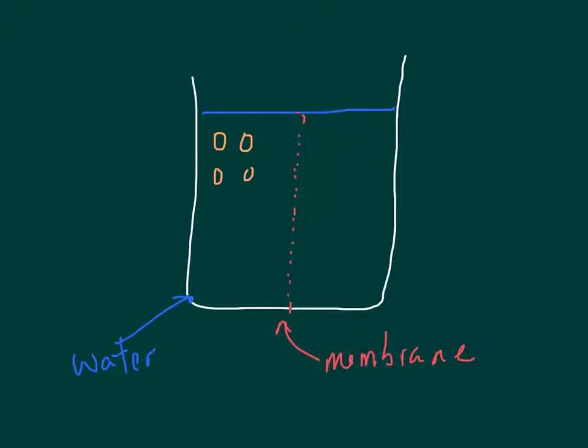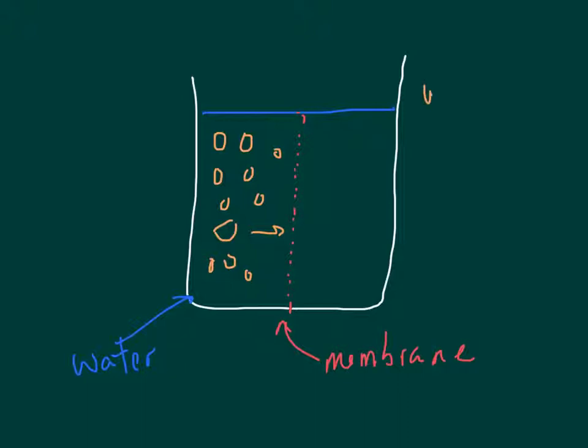These are really big. Okay, and they're too big to go through the membrane. They're not going to go through here. They're too big to go through. So now let's ask the question. The large molecules are our solute, and our solvent is water. But where is the water more concentrated?